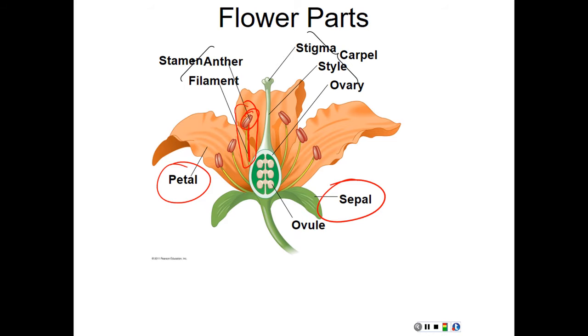Okay, more flower parts. Whoops, I'm ahead of myself. That's the male parts. Let's talk about the female parts. So we have our carpel, and I apologize, my words are, so here's our carpel. The carpel, this entire structure here, is actually a modified leaf that contains one or more ovules.